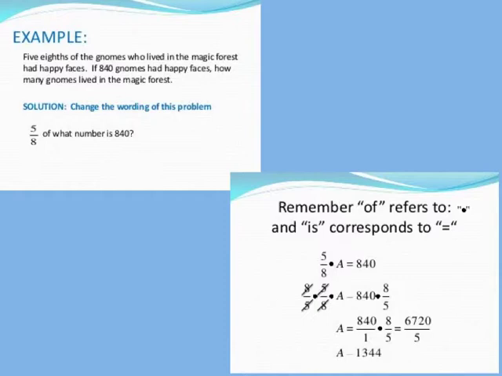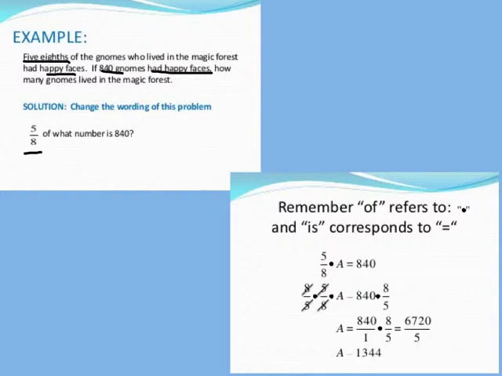Alright, let's look at this example. 5/8 of the gnomes who lived in the magic forest had happy faces. If 840 gnomes had happy faces, how many gnomes lived in the magic forest? In this one, we don't know the total of the gnomes. We only know that 5/8 had happy faces, 840 had happy faces. Anytime the two numbers you're given stand for the exact same thing, they're going to go on opposite sides of the equal sign in the equation. So we would set it up by saying 5/8 of what number is 840?